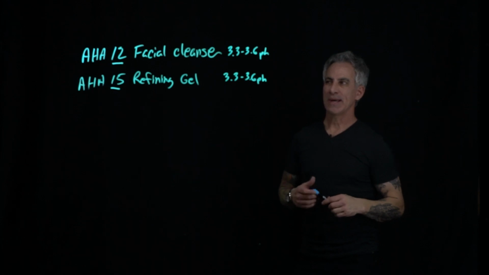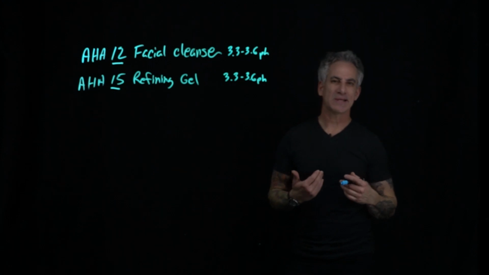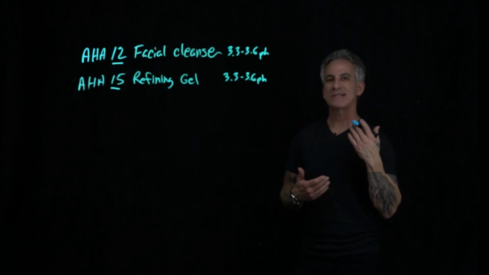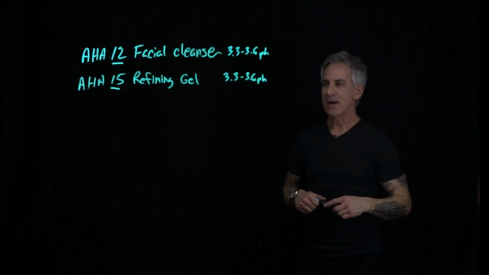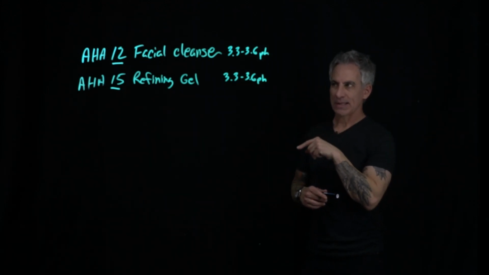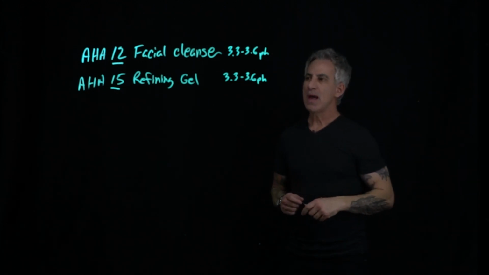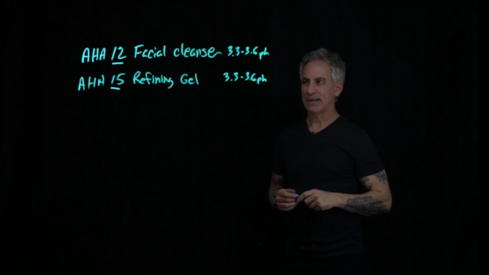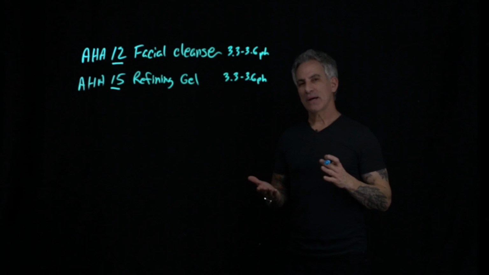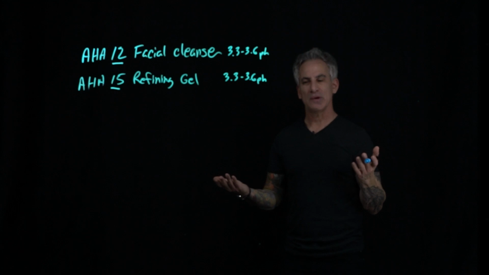Okay, so when you're looking at an acid-based skincare product, you always want to look at the pH because that's going to tell you the overall strength of the product. The lower the pH, the stronger the acidic nature of the product is going to be. So AHA 12 Facial Cleanser has two active ingredients, the glycolic acid at 12% and also a surfactant, basically a soap. AHA 15 only has one active ingredient, and that's the 15% glycolic acid. Now, each product has a different approach and different method of use.